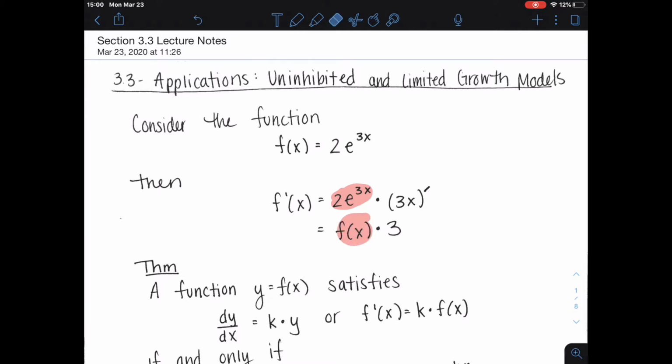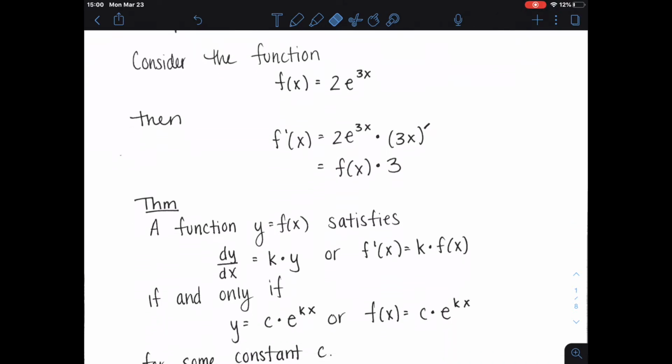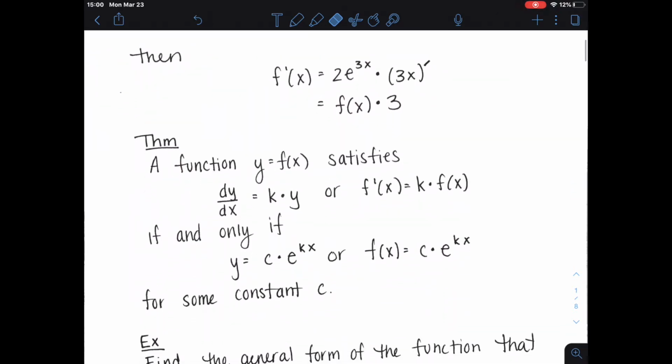So the exponential function is really nice in that it's always going to satisfy what's called this differential equation. So function y equals f of x satisfies that the derivative is a constant times the original function. So the way you can think of this is f prime is a constant times the original function f. The only type of function that will satisfy this equation is the exponential function. So it's a constant times the exponential function, okay?